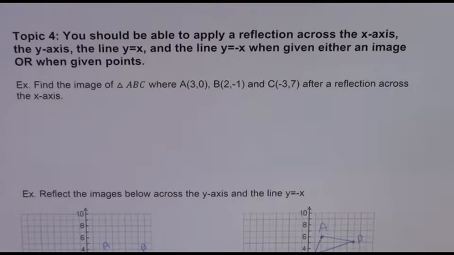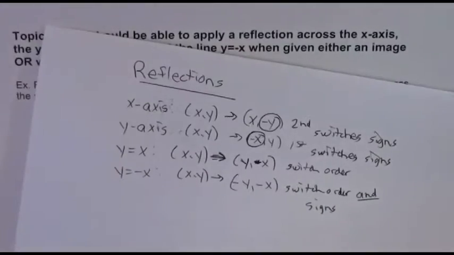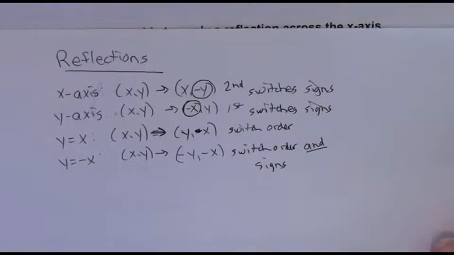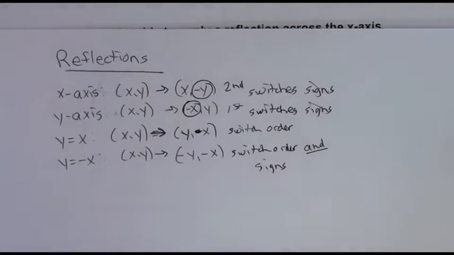Find the image of triangle ABC, where A is (3, 0), B is (2, negative 1), C is (negative 3, 7), after a reflection across the x-axis. So in order to apply the reflection, you need to know the reflection rules. From topic 3, which you're welcome to go back and watch that video, we have the list of the reflection rules.